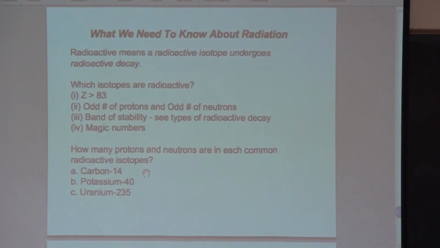So carbon 14 is actually one of the exceptions to this odd protons, odd neutrons rule. You're going to be looking at potassium 40.